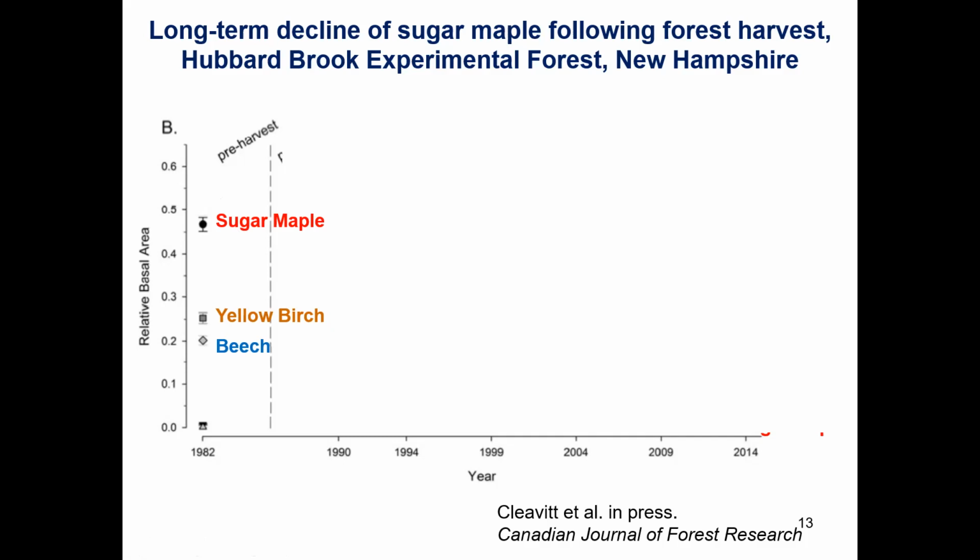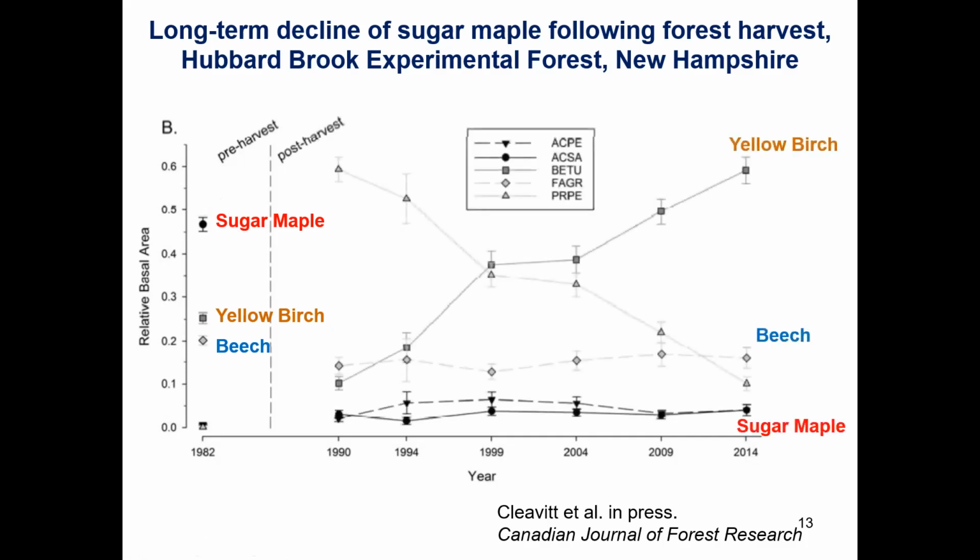Or for those of you who are engineers, what we're talking about here is if you measured all the diameters of all the trees, you can actually measure the area that their diameters at 4.5 feet occupy. So it's just a way of representing the density. And you can see sugar maple were a dominant component of the stand before harvesting. And then over time, the sugar maple just didn't come back.